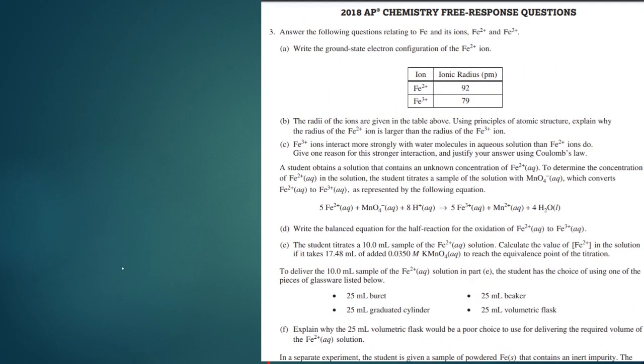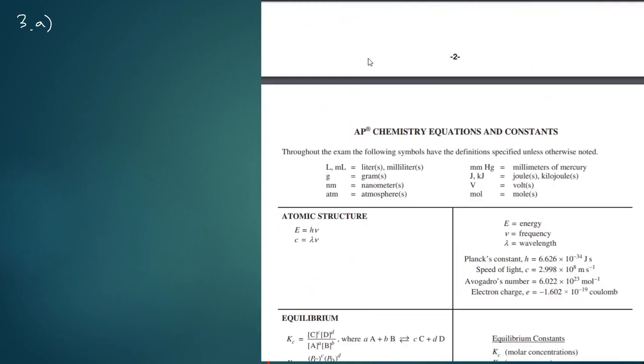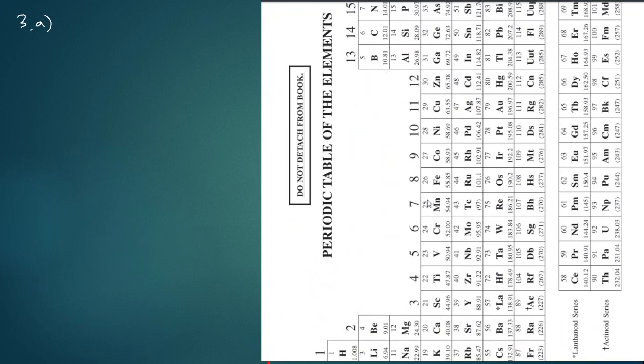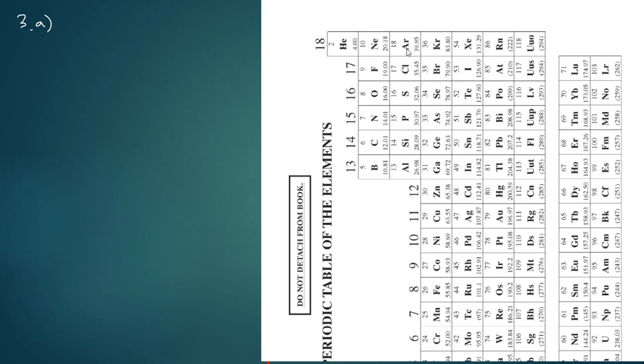All right. Question 3. Question 3a says, write the ground state electron configuration of the Fe2+ ion. Okay, this one isn't too bad. If you recognize your periodic table, I'll scroll back up to it. Keep in mind, 26 is where iron is. So we know the nearest noble gas is argon, right?